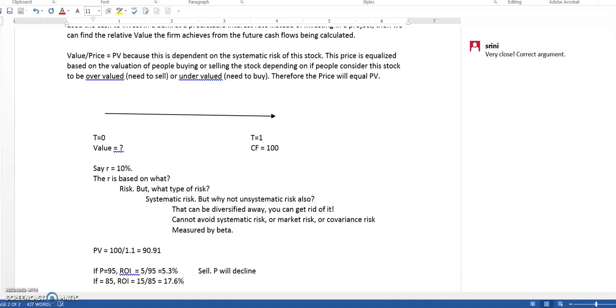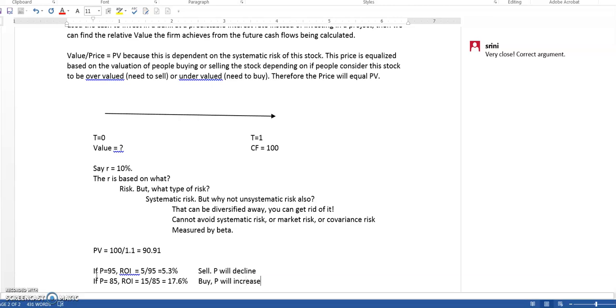So now what is an investor going to see? The investor is going to see, hey, if the price is 85, I'm going to earn 17.6% on this bond, but other assets in the marketplace are only going to give me 10%. So this bond is now very attractive. So everyone would buy and price will increase.